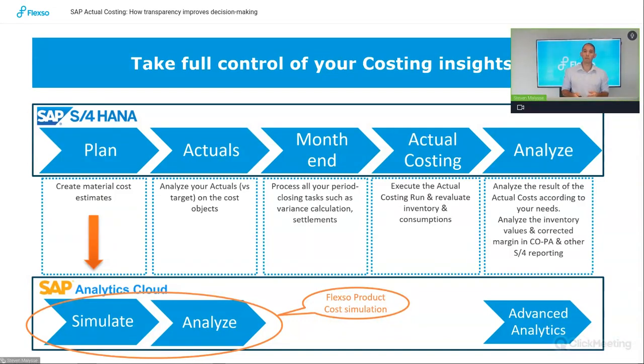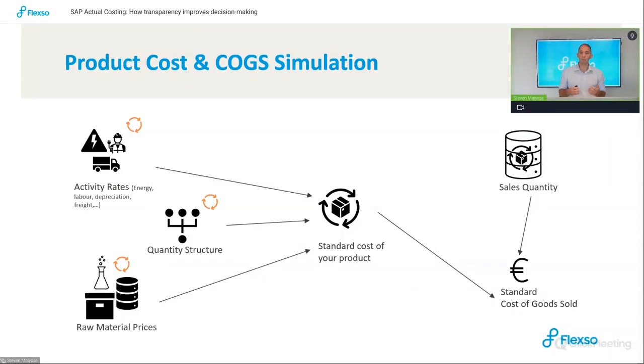Now, before taking you into the details of a demo, I will quickly explain what the solution is offering and also what we will show in the demo. So at the center, you can see the standard cost of your product. And the solution will offer you, in a very flexible way, the ability to simulate on raw material prices, but also on activity rates like energy prices and depreciation rates. And thirdly, it will also allow you to simulate on quantity structure very easily.